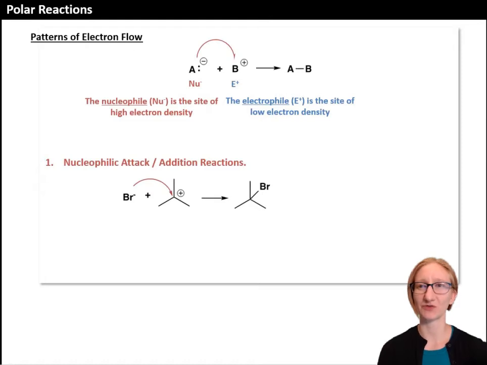This is the reaction of a nucleophile that attacks an electrophile to form a single new product. Here the nucleophile is bromide, which is negatively charged and has lone pairs. And the electrophile is the carbocation, or positively charged carbon species.